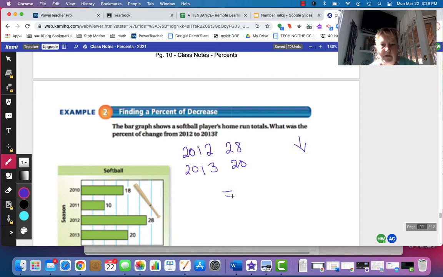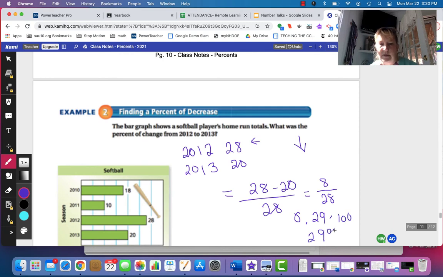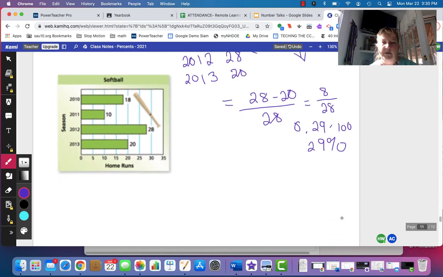So we know that it is the difference. We take the larger number and we subtract the smaller number. And in this case, we started out at 28, so that's what we divide by, 28. So this ends up being 28 minus 20, that's 8, divided by 28. And so if we divide 8 by 28, that gives me 0.29. And we need to multiply that by 100 to give us 29%. So we decreased in home runs by 29%.